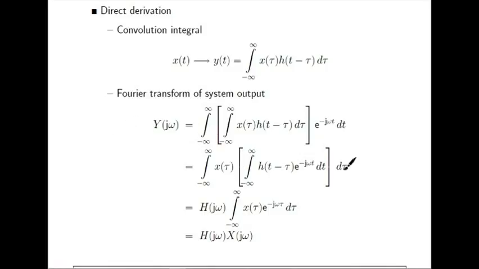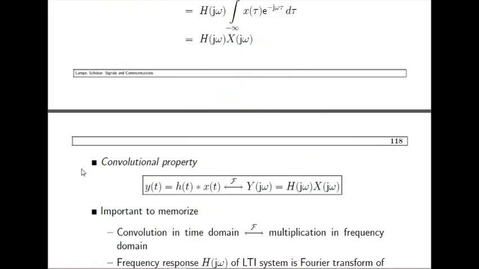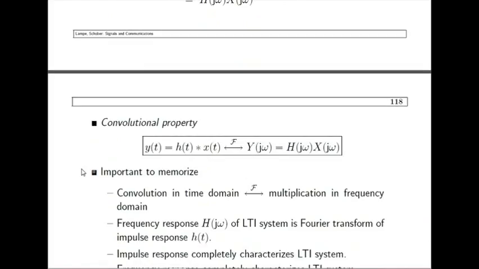I can rewrite it in this manner, and it will be H of j omega times the integral from minus infinity to infinity of x of tau e to the power minus j omega tau d tau, which is X of j omega. So Y of j omega is H of j omega times X of j omega. The convolution property states that if y(t) is the convolution of h(t) and x(t), then its Fourier transform Y of j omega will be H of j omega times X of j omega.